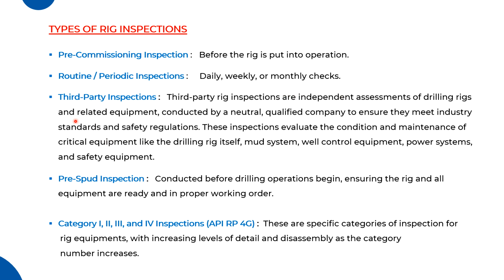Now the third party inspection. Third party inspections means they are not from the client side and not from the rig contractor side. Okay, they are the third party, and it means this third party has been authorized and affiliated by the OEM of that equipment. OEM, it means that suppose we have a BOP. We have a BOP of NOV company. So the NOV company is the OEM of that BOP. OEM means original equipment manufacturer.